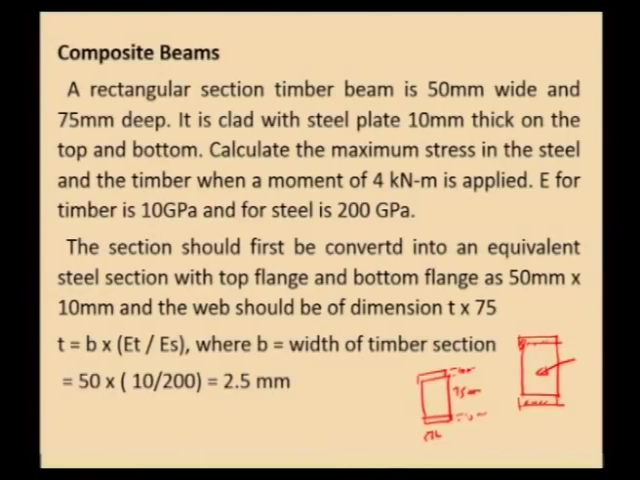If we are given composite sections like this, the first step is to convert the given section into an equivalent section of the same material. We have two different materials, timber and steel. So, the first step is to convert into an equivalent section, either an equivalent timber section as a whole or an equivalent steel section as a whole.